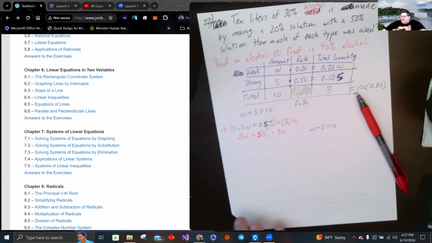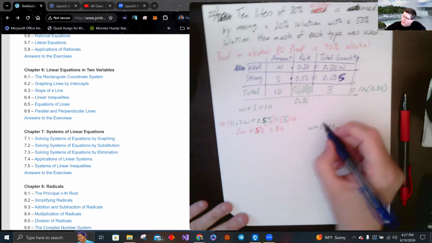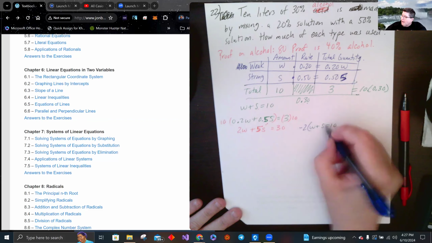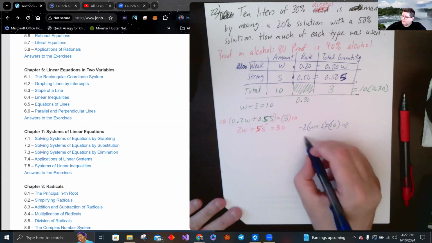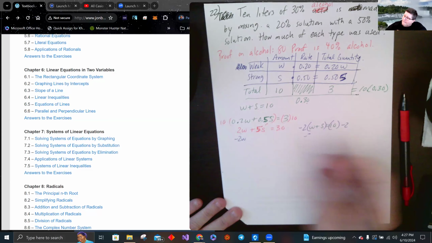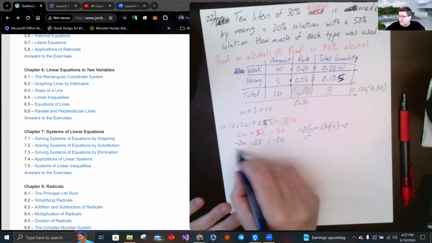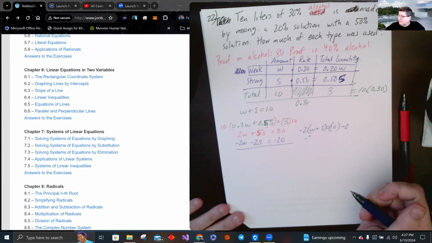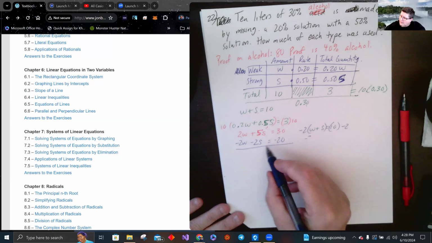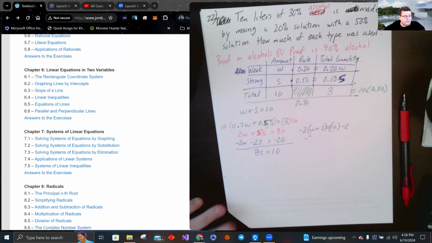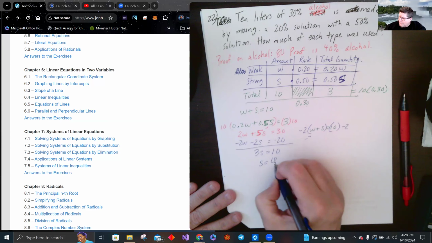I did substitution last time. This time I want to do elimination. So I will get equal and opposite coefficients. I'm going to choose the smaller number here and multiply this by -2. This will give me -2W minus 2S equals -20. If I add these up, I get 3S equals 10. Oh, this is an ugly answer. So S equals 10/3, or 3 1/3.